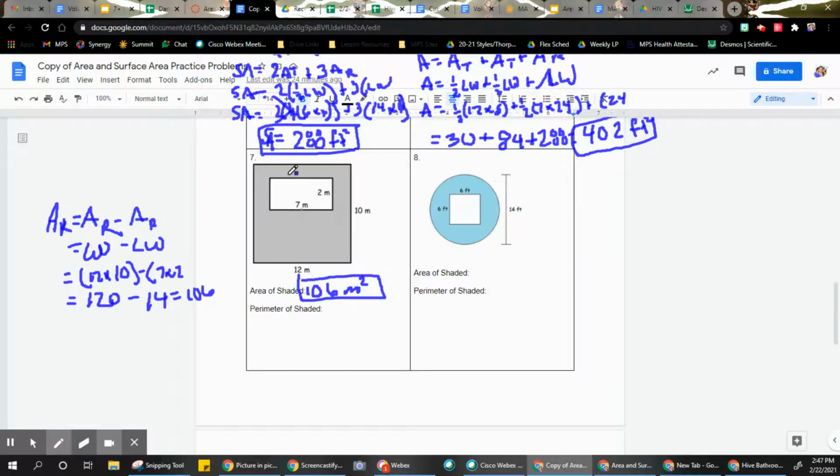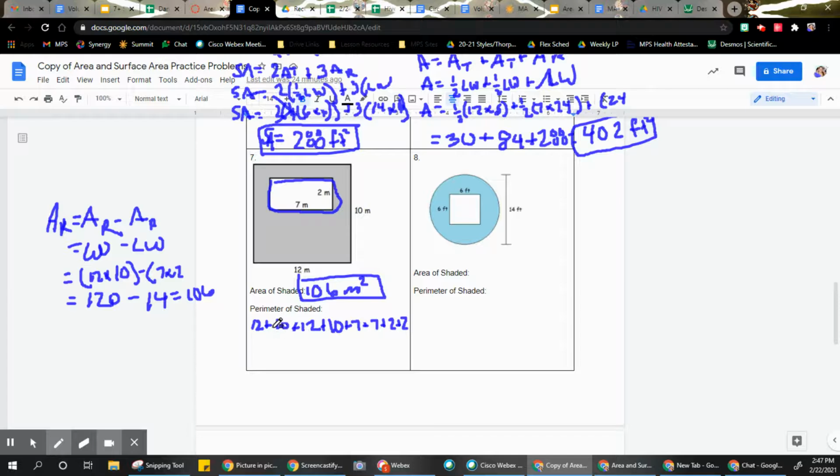So now I have to just find the perimeter of the shaded region. So remember, perimeter is like putting a fence around everything that's yours. So I have to put a fence on the inside and on the outside. So I'm going to do 12 plus 10. That gives me these two sides. Then plus another 12 and another 10 plus 12 plus 10. Then I have to add the fence in here. So plus 7 plus 7 plus 2 plus 2.